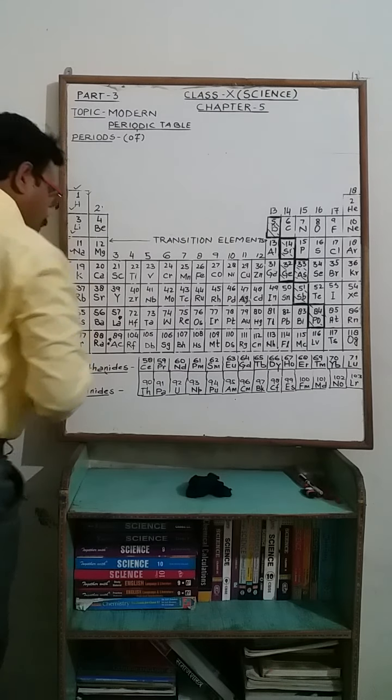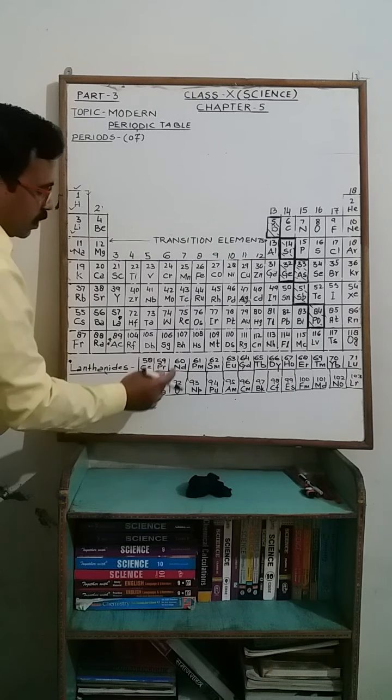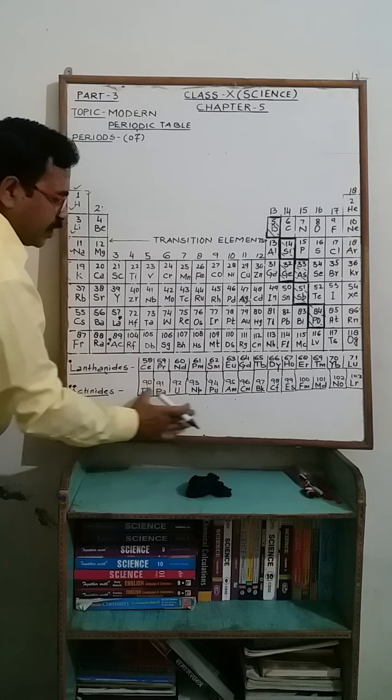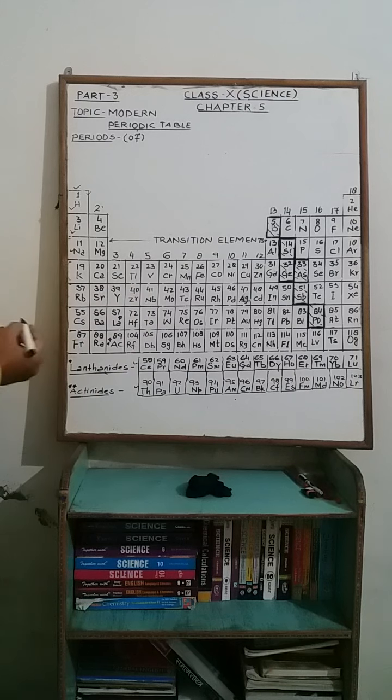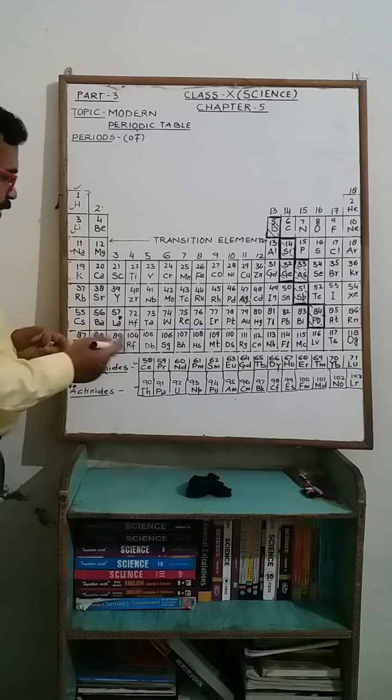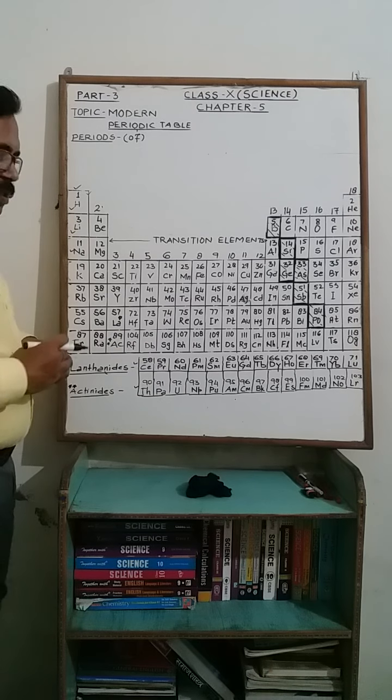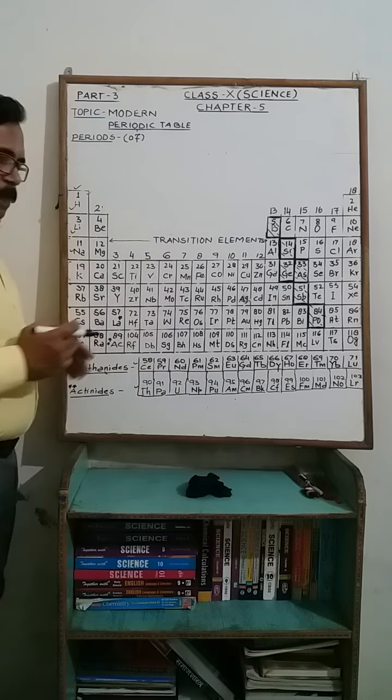Now we move on to the elements which are placed at the bottom of this modern periodic table. In the modern periodic table, these 28 elements are placed separately at the bottom.